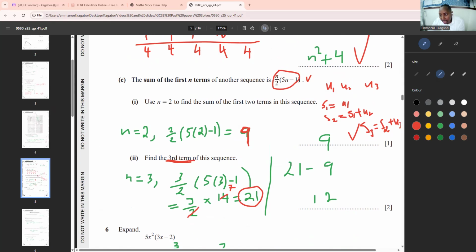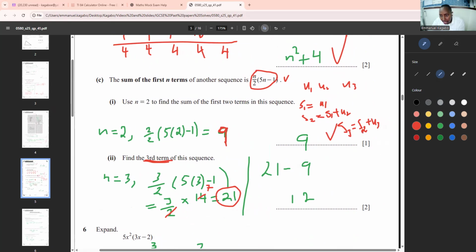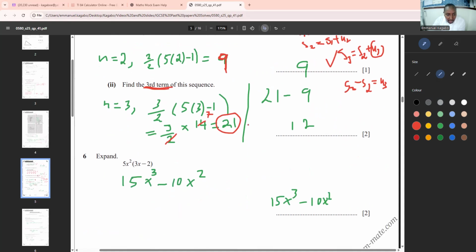Okay? I hope you get that. So if that's the case, let me do it. You see that? So now I'm looking for this one, which will be S3 minus S2, which will give me my U3. I hope you understand that. Very good. Okay, first point.